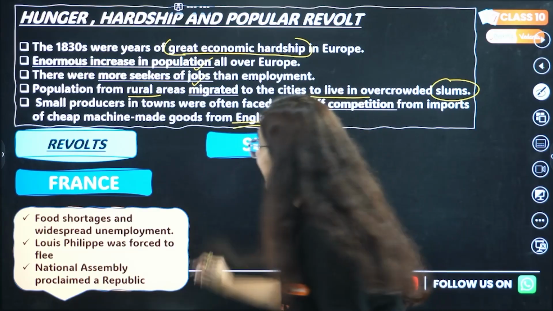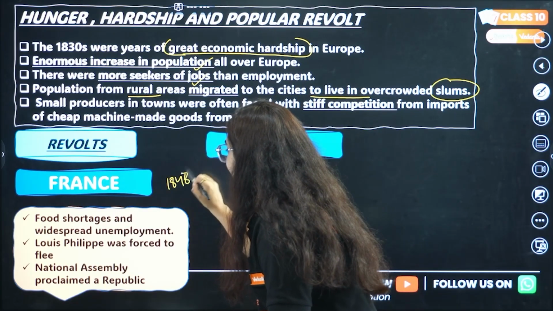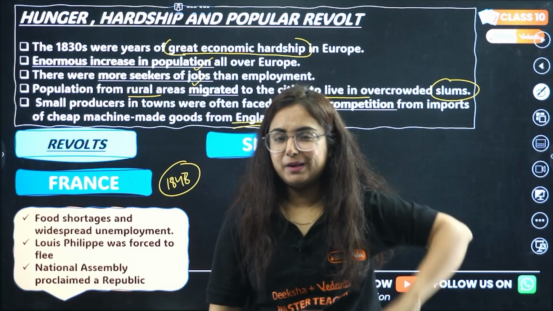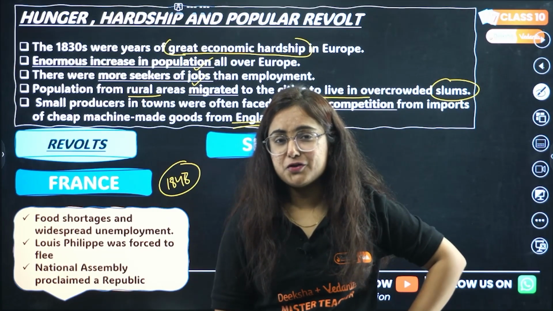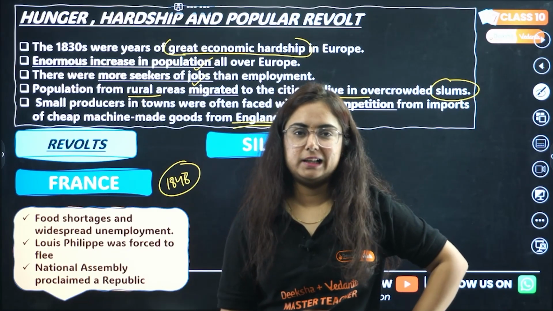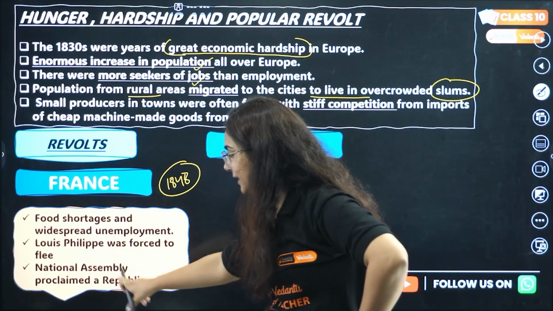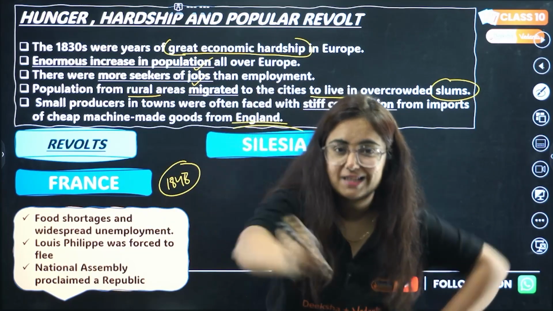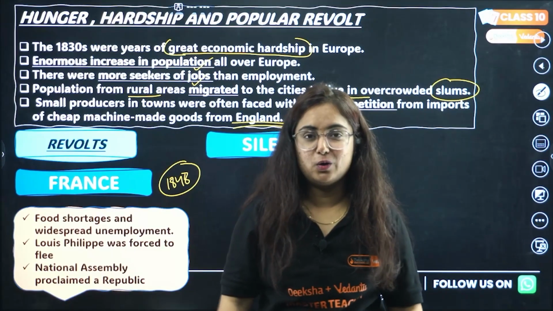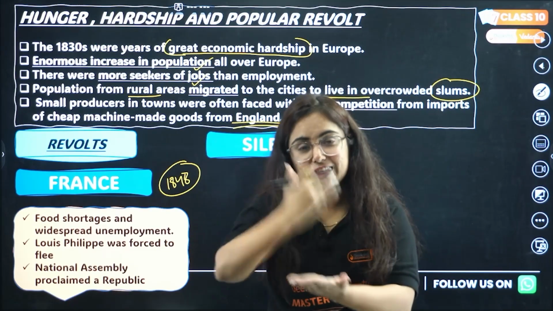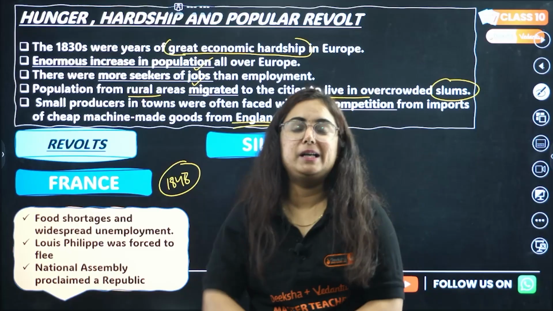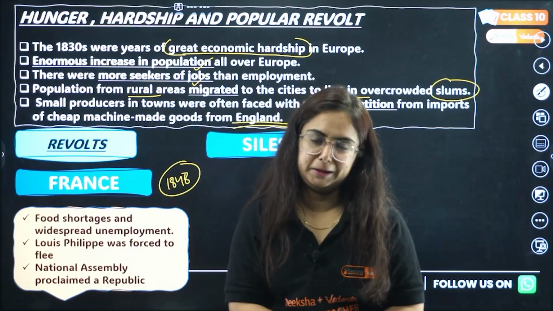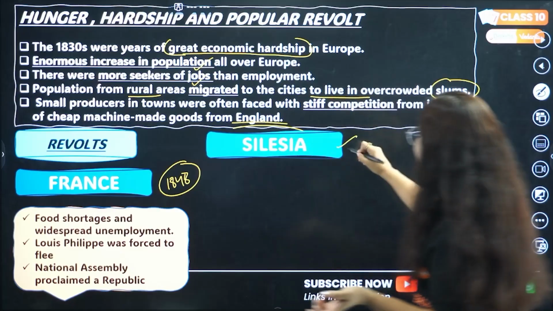Which year? 1848. Okay, now go back to the starting of the story. When was that painting made by Frederick Sorrow? 1848. So when France became a republic, he already knew that when France sneezes, the rest of Europe catches cold. He knew that other nations will now fight to become independent, and hence that is a utopian vision represented in that painting. Similar case, we have an example of Silesia.